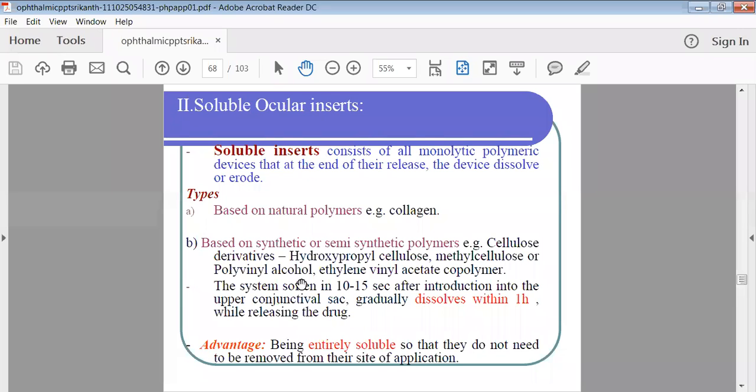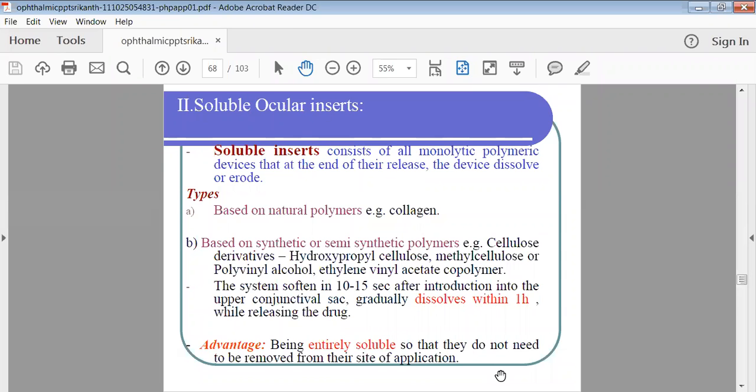Some other kinds of material are also there, that is, some synthetic and semi-synthetic polymers like cellulose derivatives. For example, hydroxypropyl cellulose, methyl cellulose, polyvinyl alcohol and ethylene vinyl acetate can be used to prepare such soluble inserts.